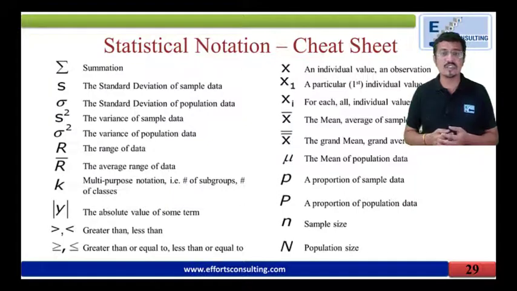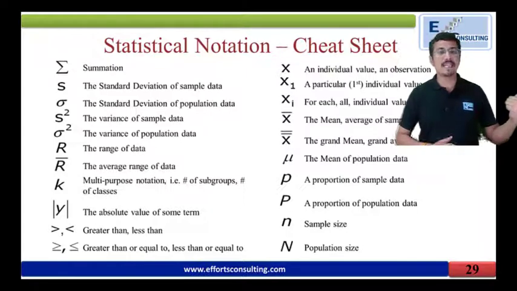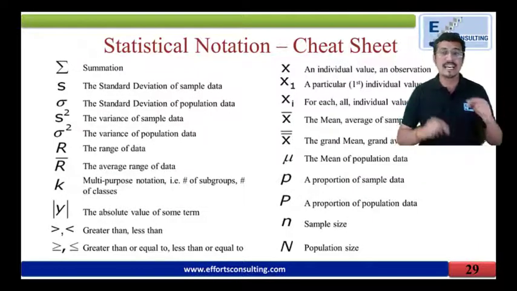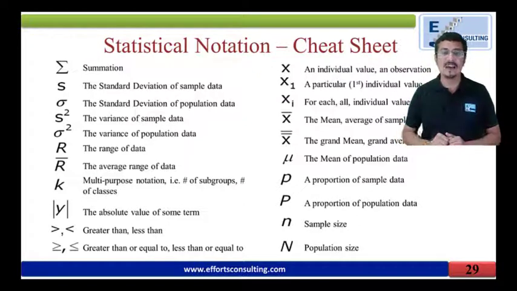X is an individual value, x1 is the particular first individual value, xi is for each or all individual values, x bar is for the mean, x double bar is the mean of means, that is the grand average, mu is for the mean of the population data, p is for the proportion of the sample data, the big P is the proportion of the population data, n is the sample size, and the capital N is the population size.